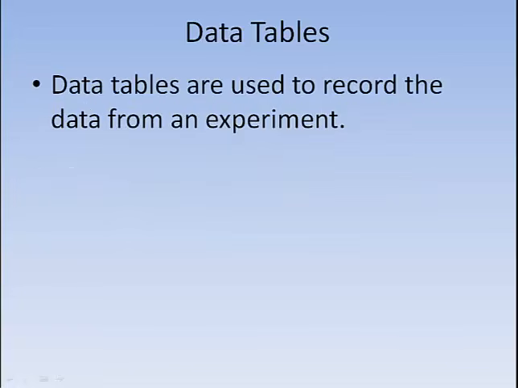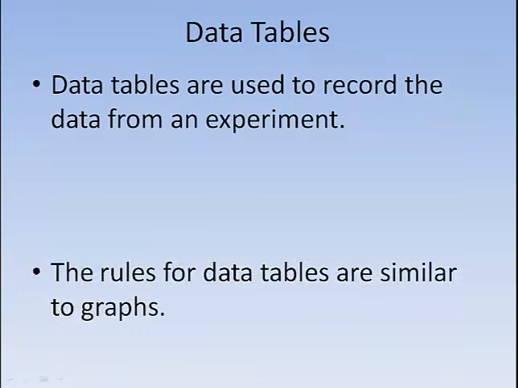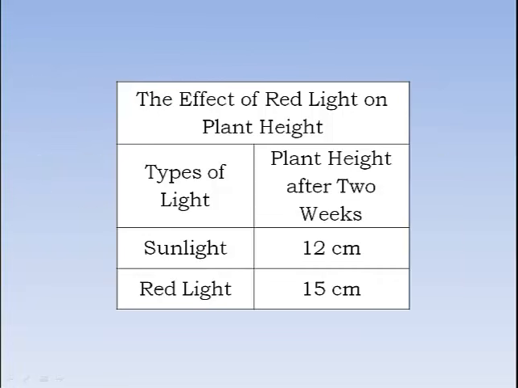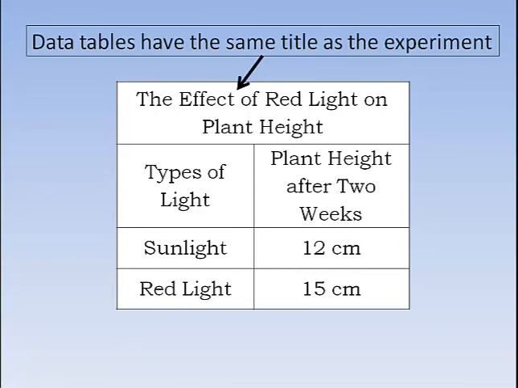Data tables are used to record the data from an experiment. And the rules for data tables are very similar to graphs. So here is a data table, and let's go through it. The first thing is we have our title, and it's the same title as the experiment. So once you figure out the title for your experiment, then you also have the title for your graph and your data table, because they should all be the same. And all of them are going to be in the form of the effect of the IV on the DV. In this case, our IV is the red light, and our DV is how high the plants grow.